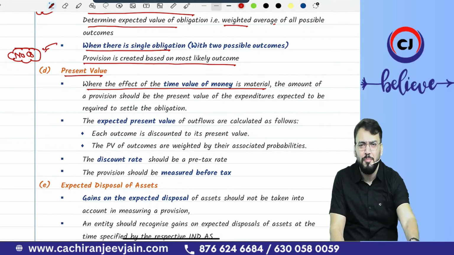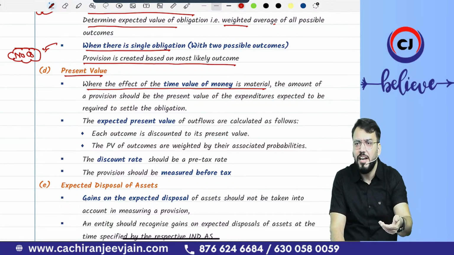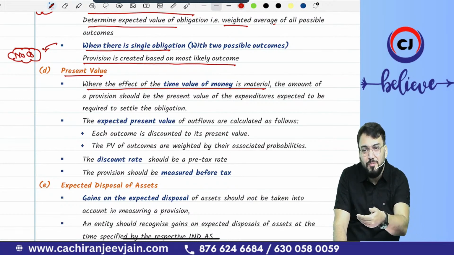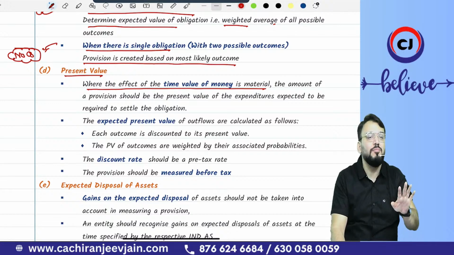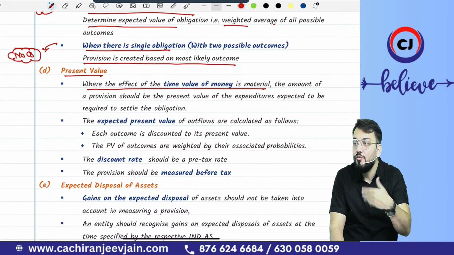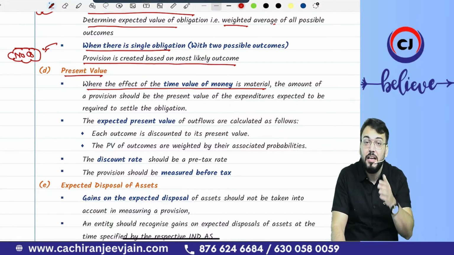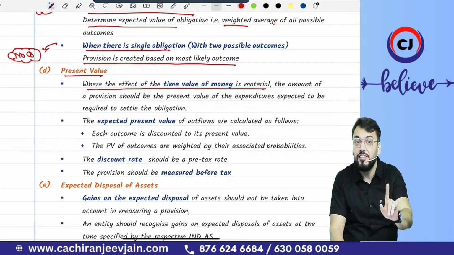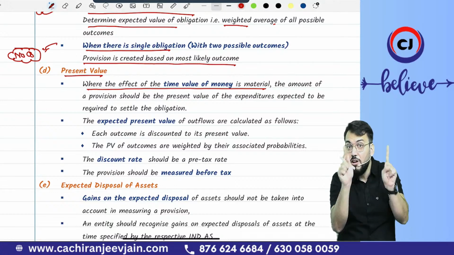Normally, as per the practical understanding, whenever the amount is payable within 1 year, we say the time value of money is not material. But if the amount is payable after 1 year, we say the time value of money is material. This is as per practical understanding. This is not given under Ind AS.